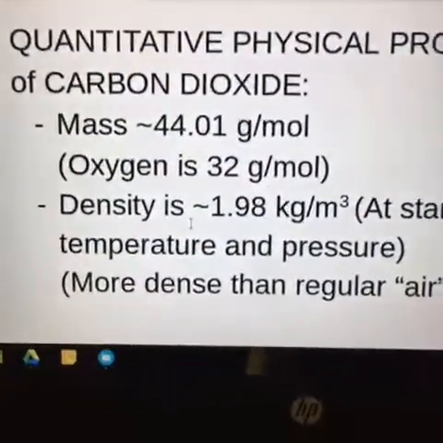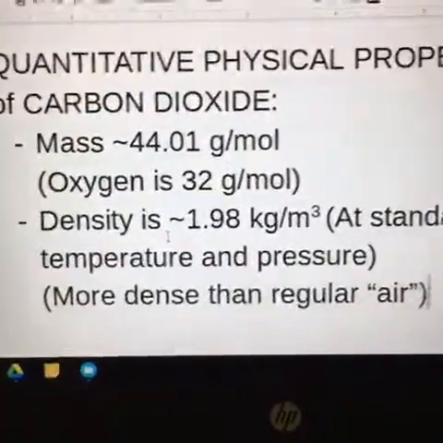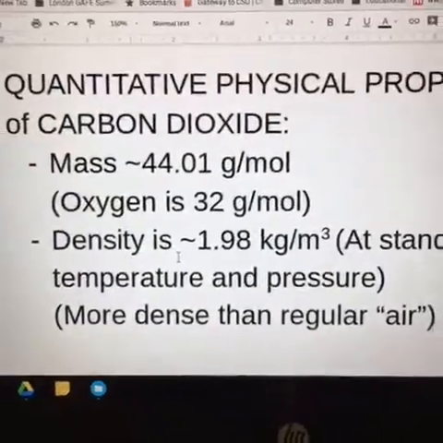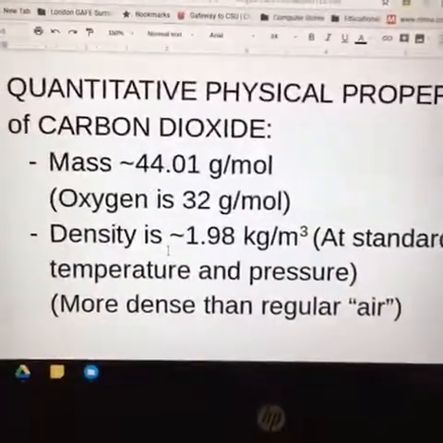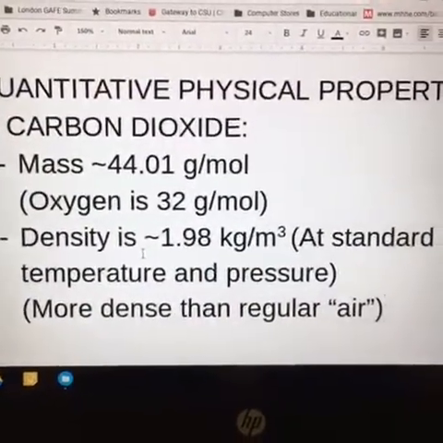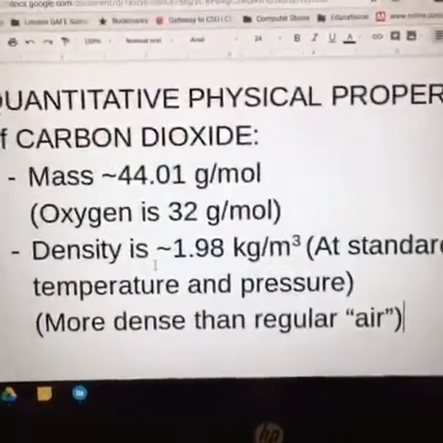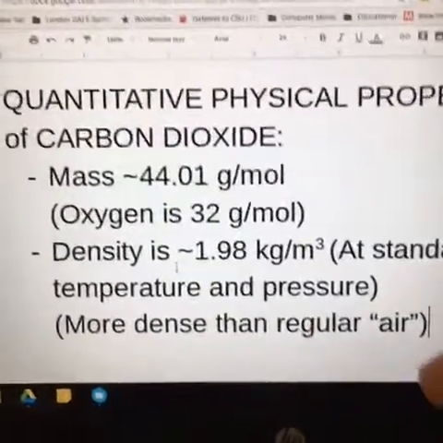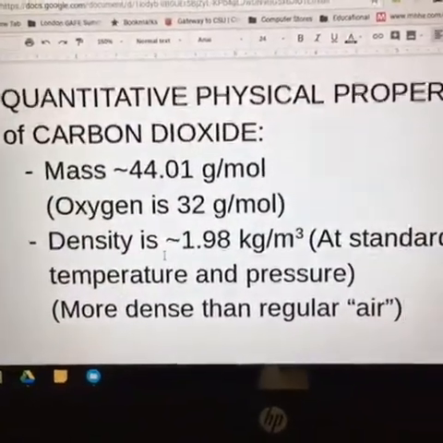Quantitatively, carbon dioxide has a mass of about 44.01 grams per mole. Now, don't worry about the mole thing, but just see here that it actually has a greater mass than oxygen. The density of carbon dioxide is 1.98 kilograms per meter cubed, understanding that that's occurring at a standard temperature and pressure. But that means it's more dense than air. Those two things are very important.